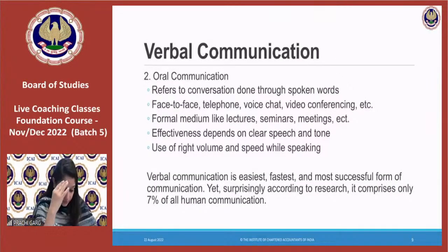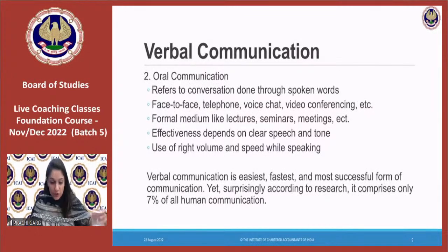So volume and speed, again, both are essential. Verbal communication is the easiest, fastest, and most successful form of communication. Yet, surprisingly, according to research, it comprises only 7% of all human communication. Can you beat that? Verbal communication being the fastest, easiest, and most successful form of communication, yet only 7% of human communication uses that.